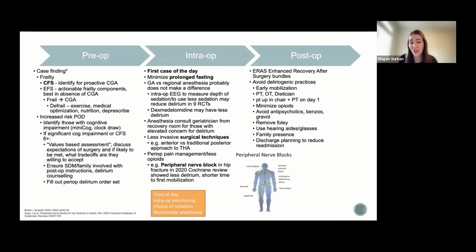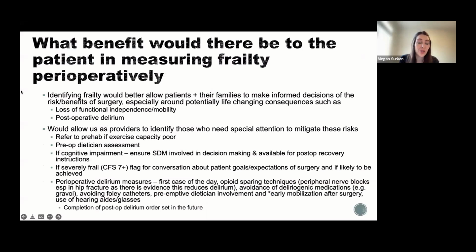It's a risk of infection and also kind of acts as a 1-point restraint for mobilizing. Using hearing aids and glasses, having family there, and then getting that discharge planning started early to try to reduce readmission. So what benefit would there be to patients in measuring frailty?